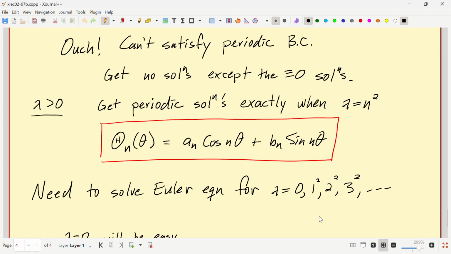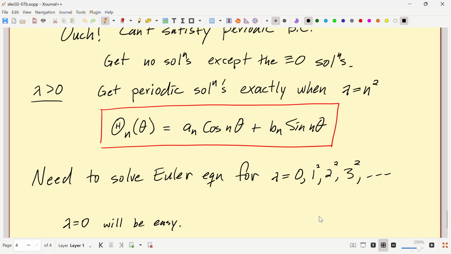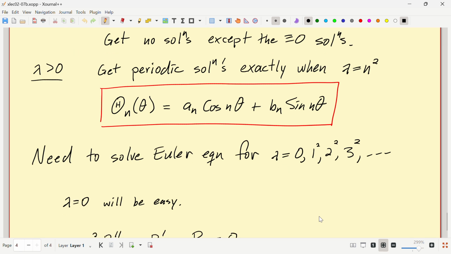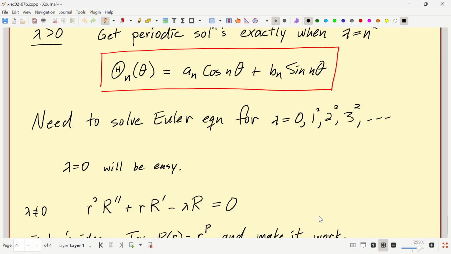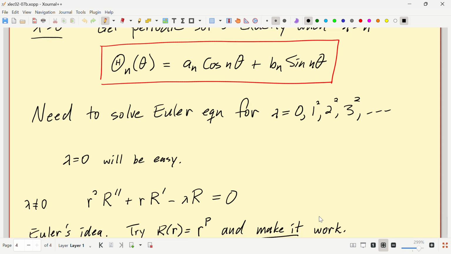Okay, and so we realized that, I guess I didn't go into the details, but they're routine. You just write down those equations and make them happen. And you realize you can only do that when lambda is an n squared. So 1 squared, 2 squared, 3 squared, etc. Now that I know what the lambdas have to be, and that was from the theta problem, I'm going to start sweating about the r problem.